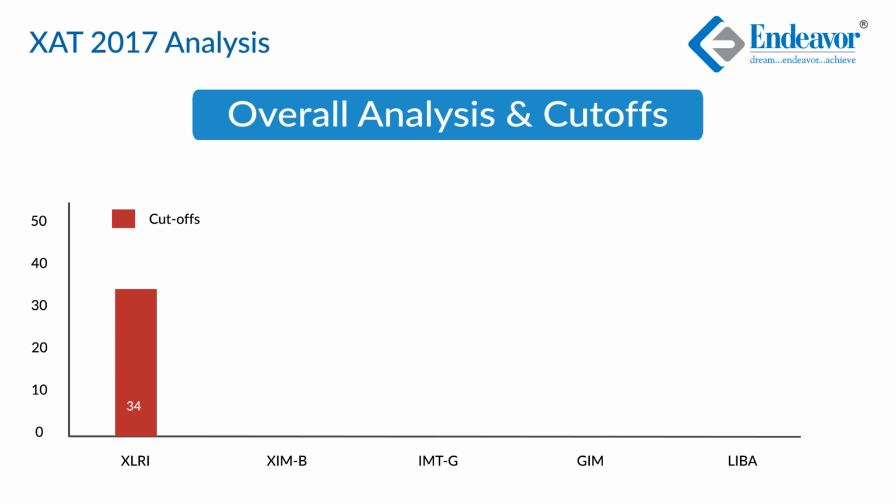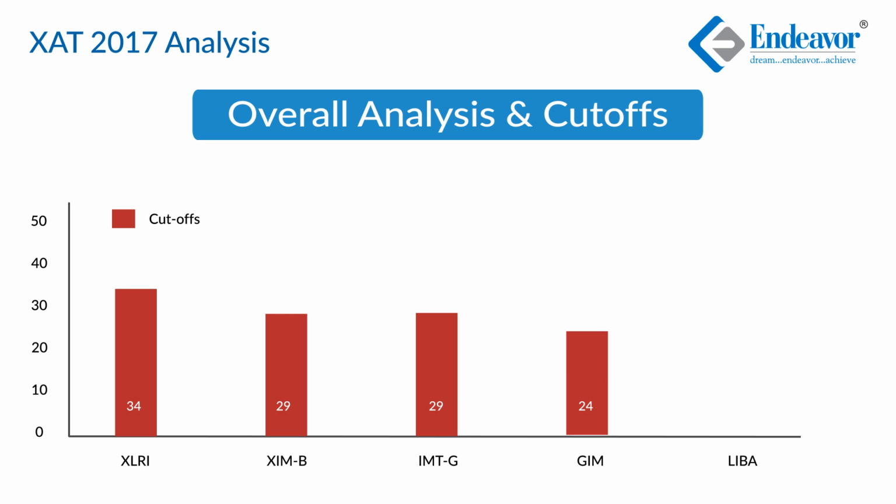For XIM Bhubaneswar 29, IMT Ghaziabad approximately 29 again. GIM, which is Goa Institute of Management, will be around 24. LIBA will be around 20.